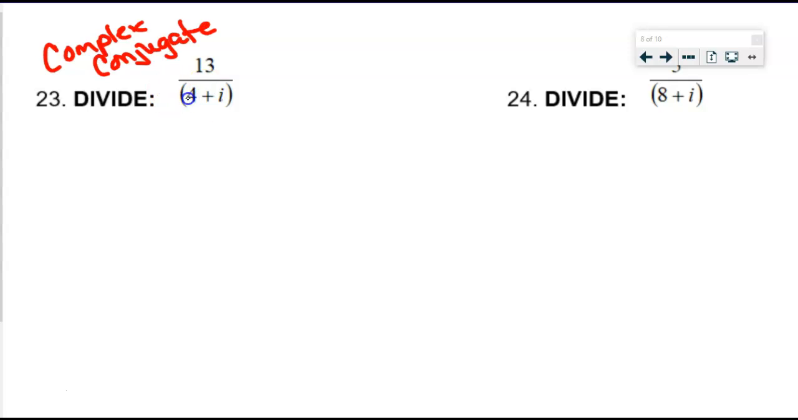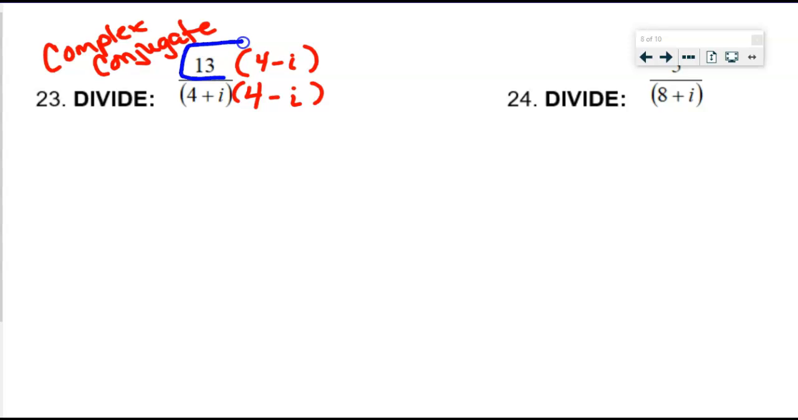So I already put parentheses around the denominator so you remember that that's all one number. The complex conjugate almost looks the same, it's like a twin, but the imaginary term, the i, has to have the opposite sign. So for you, that would be a 4 minus i. And you need to multiply that by both the numerator and the denominator.